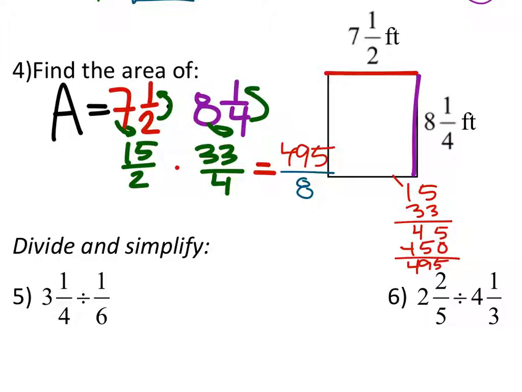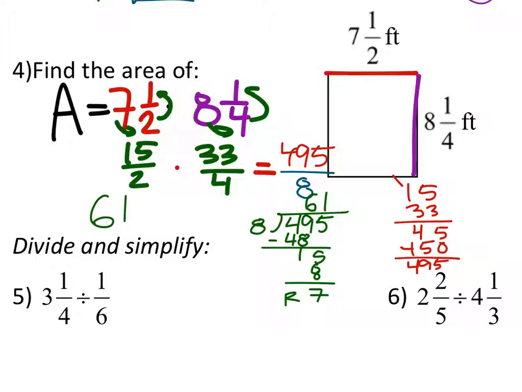But again, this specific part does not want the improper fractions. So we do need to change this into a mixed number. So I got 495 divided by 8. 8 doesn't go into 4, but into 49 it goes 6 times. 6 times 8 is 48. Subtract, I got a 1 with the 5, 15. That'll go into it once, with the remainder of 7. So my final answer is 61 and 7/8.